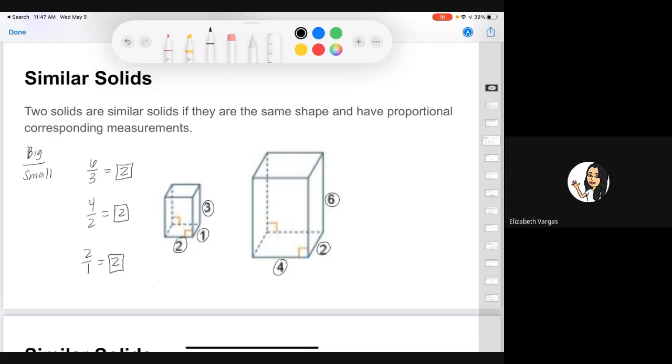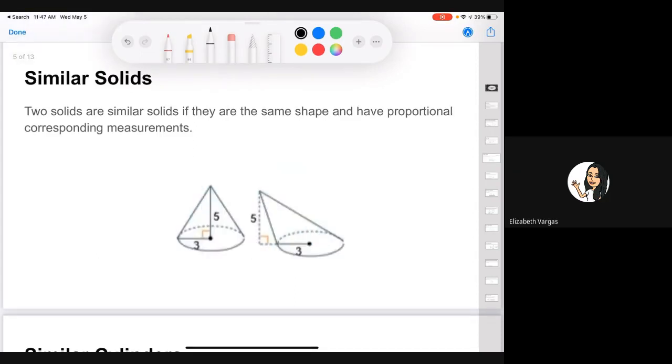What that means is basically all I did was I multiplied each of these sides by 2 to get my larger rectangular prism. And so because I'm able to do that, because they're both the same shape, they're both going to be rectangular prisms, and because they have proportional corresponding measurements, they're all increased by a scale factor of 2. All the sides are increased by a scale factor of 2. That means these two are going to be similar solids. Okay.